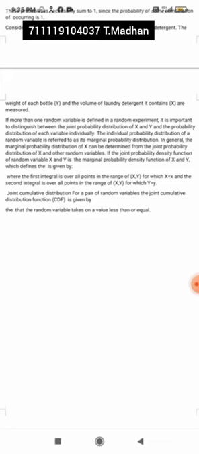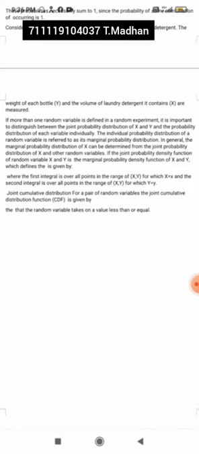In general, the marginal distribution of X can be determined from the joint probability distribution of X and other random variables. If the joint probability distribution function of random variables X and Y is f(x,y), the marginal probability distribution function of X and Y is defined by two integrals. The first integral is over all points in the range of (X, Y) for which X equals x. The second integral is over all points in the range of (X, Y) for which Y equals y.